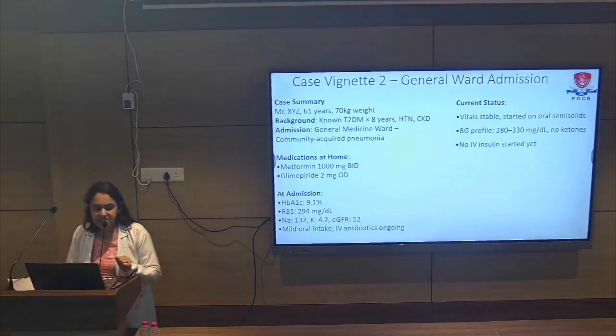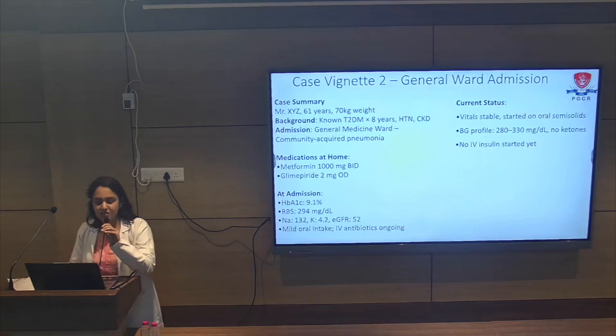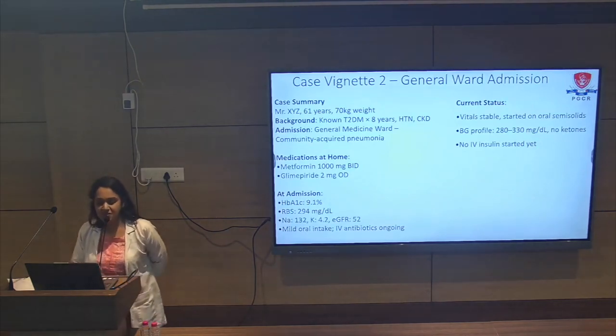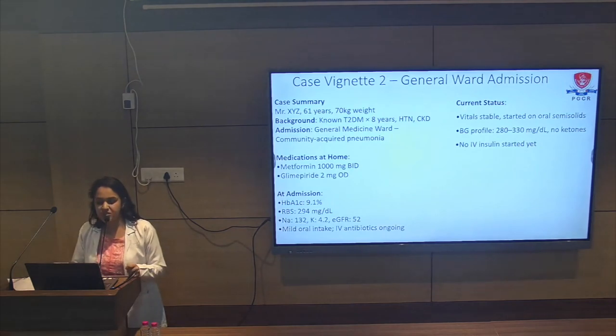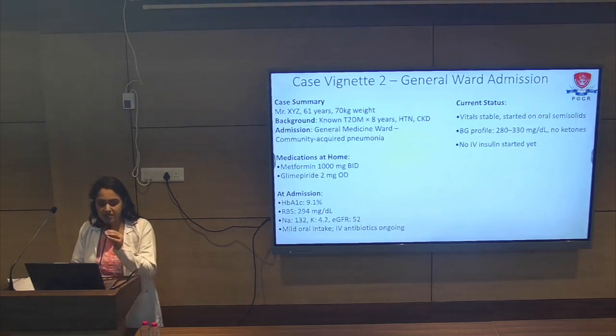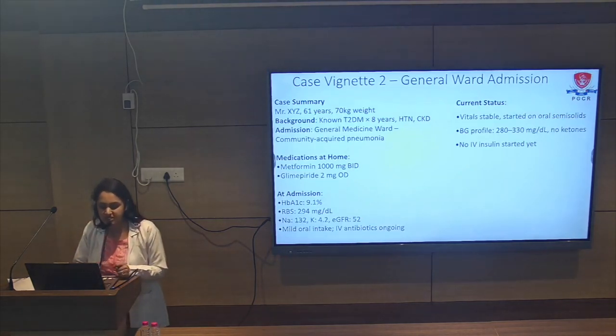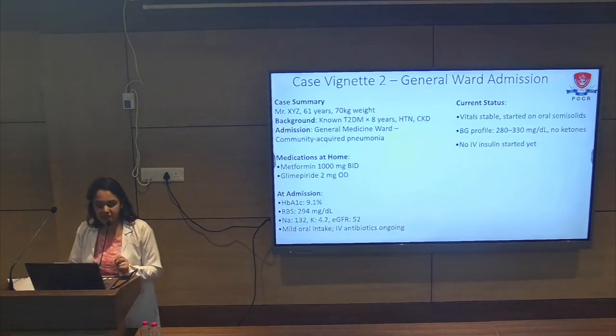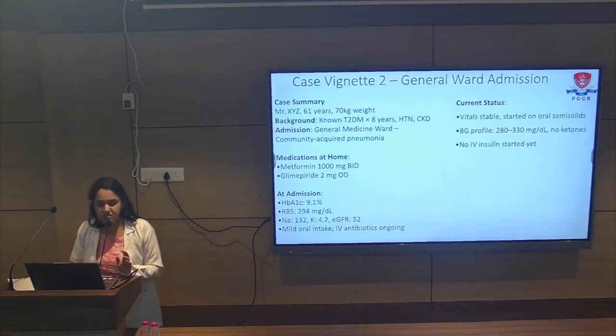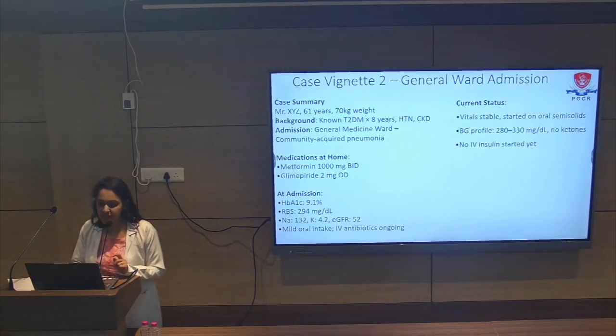Now this is the second case of a general ward patient, a 61-year-old male, 70 kg, a known case of type 2 diabetes since 8 years with a history of hypertension and chronic kidney disease. Admitted in the general ward with community acquired pneumonia, on metformin 1000 mg twice daily and glimepiride 2 mg once daily. On admission, HbA1c was 9.1, RBS around 294 mg per deciliter, eGFR 52, the patient is vitally stable and has been started on oral semisolids.